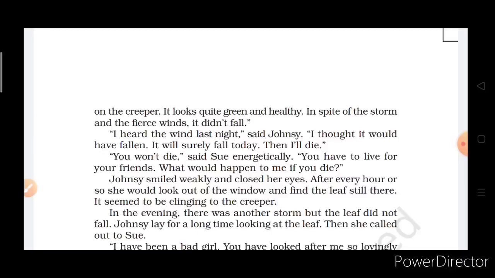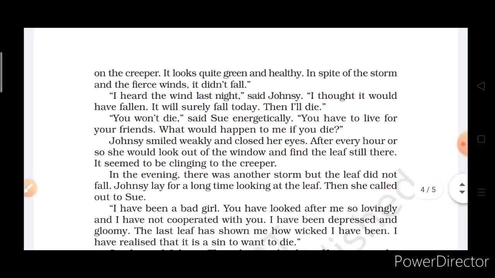Johnsy tells, "I also heard the wind sound yesterday, but in today's rain it will fall down and I will die." Shu tells, "You will not die. Think about your friends. What would happen to me if you die?" Johnsy smiles at Shu and closes her eyes. After every hour, she looks out of the window and sees the last leaf. The leaf is clinging over the creeper.